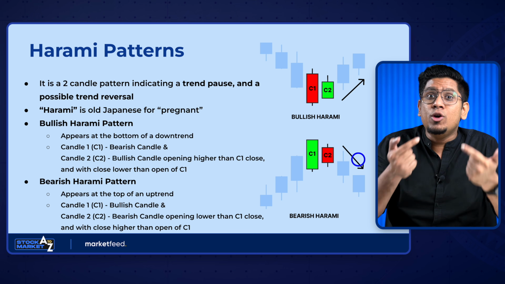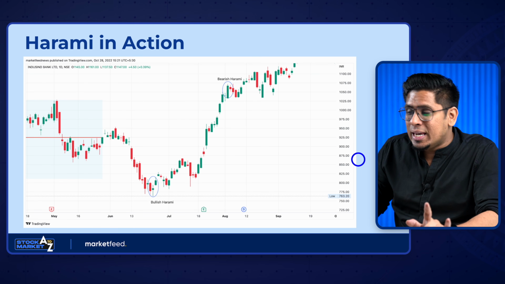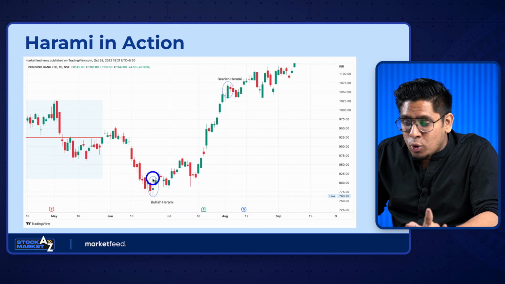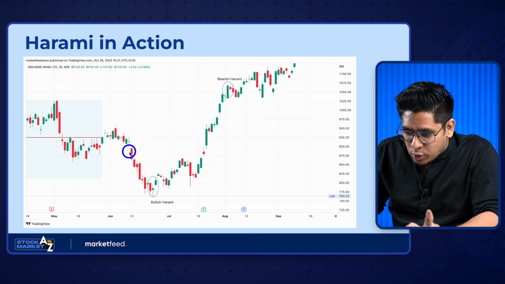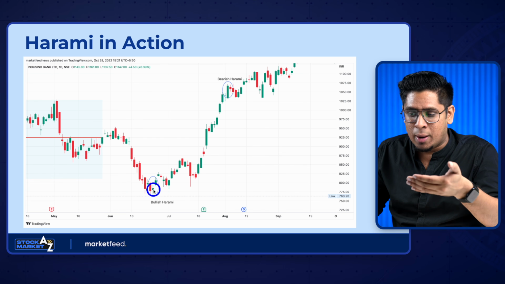How to practically use them, we have also understood. If that is the case, let's move ahead and see Harami in action, right? See, here we have a bullish Harami in the picture. There is an original downtrend here, and at the end of the downtrend we have a bullish Harami.